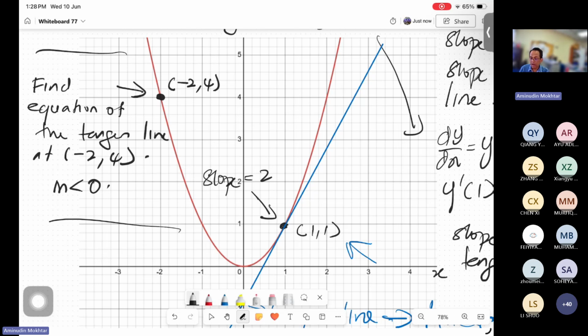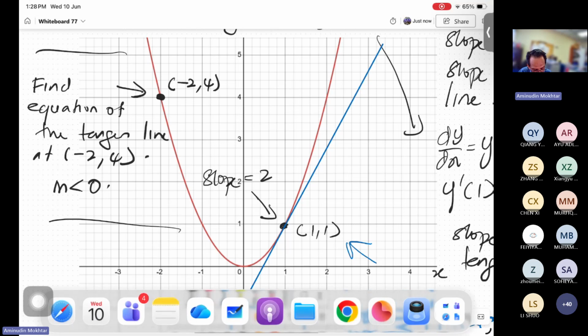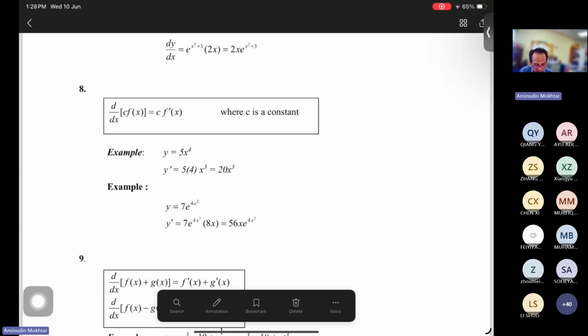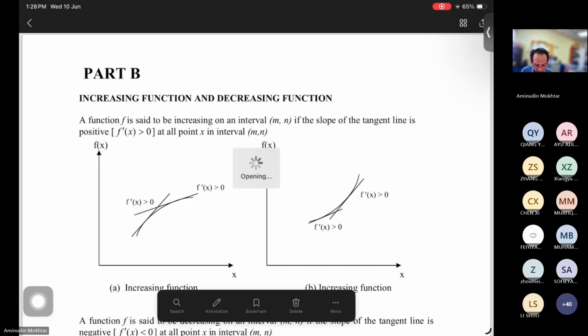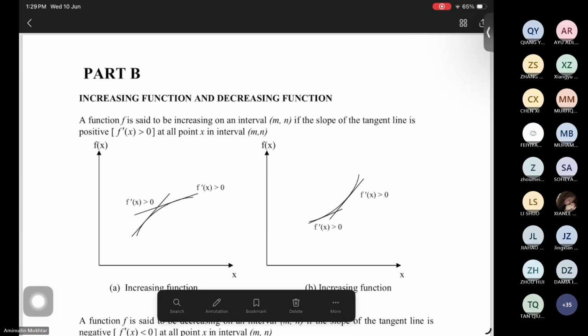Okay, that's part A of this topic, the basic concept of differentiation. Any questions so far? No questions, doctor.